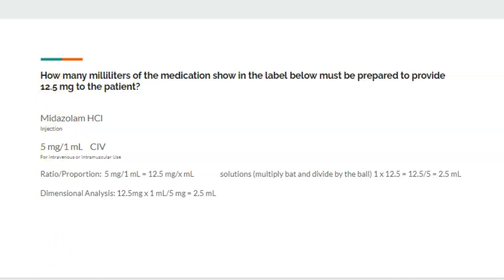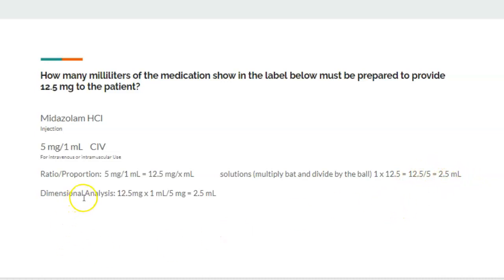So to calculate it, you can set it up as a ratio proportion, which I did here. 5 milligrams over 1 milliliter is set equal to 12.5 milligrams over X milliliters, because that's what we're trying to figure out. And your solution is you're multiplying your bat and dividing by your ball, which is cross-multiplying and dividing. So 1 times 12.5 is 12.5 divided by 5 is 2.5 milliliters, which makes sense, right?